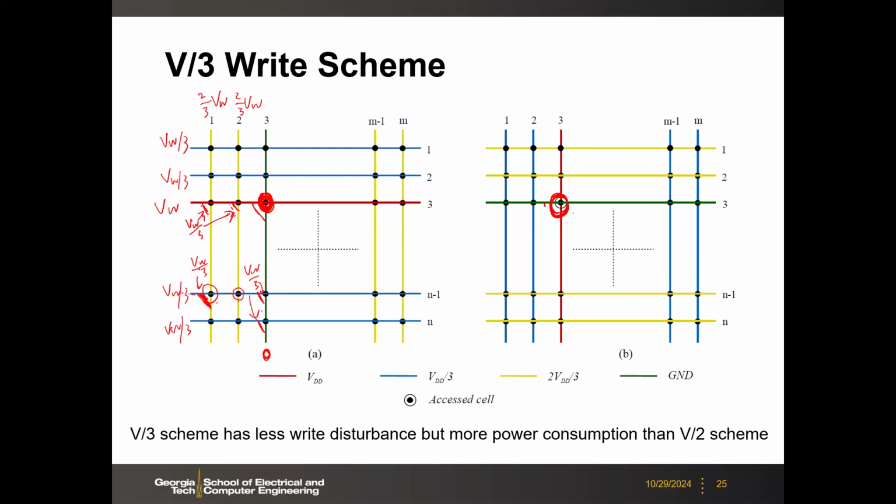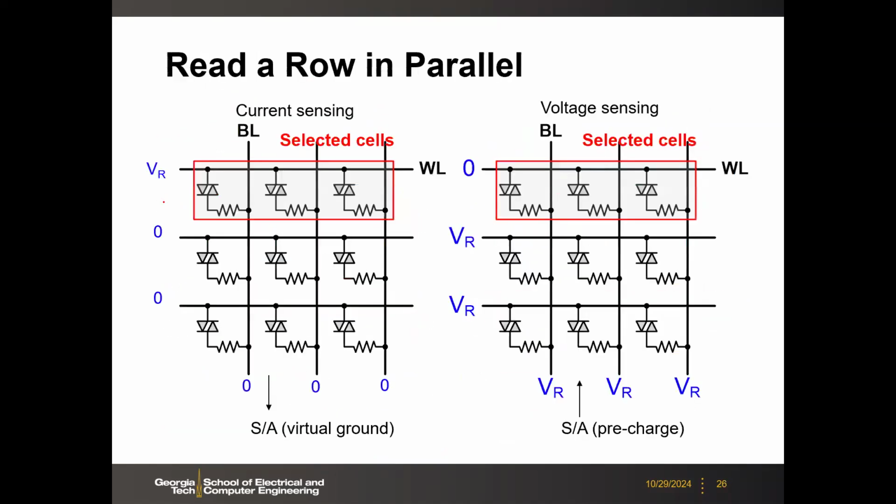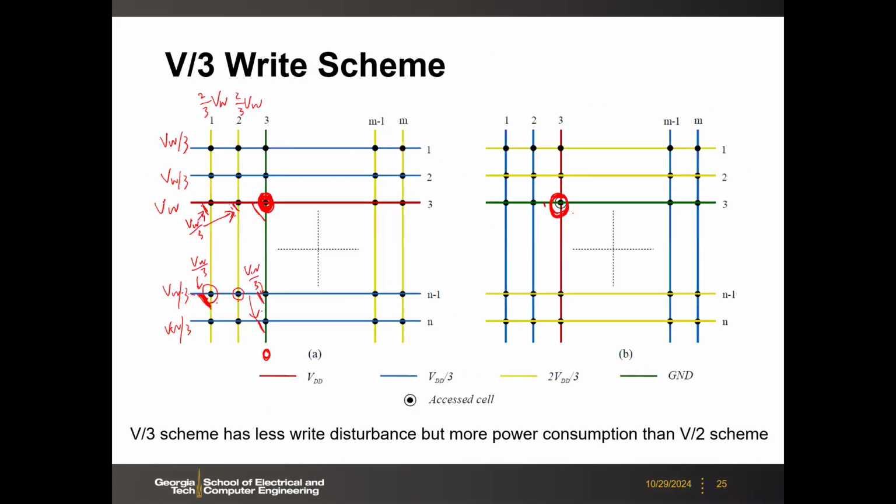So it seems like the entire array is burning power. And then in the V over 2 scheme, only the selected row and selected column have the voltage difference, and the other cells ideally will see 0 voltage. So potentially this one could save some power, but it has a higher risk of being disturbed because here you do have V over 2 voltage across that. So any questions here?